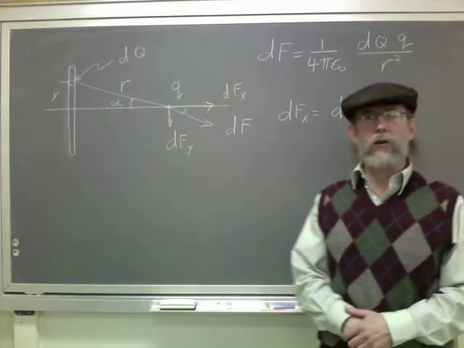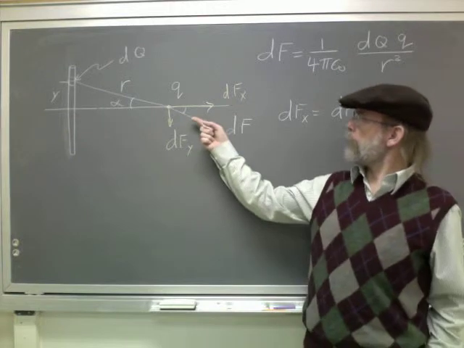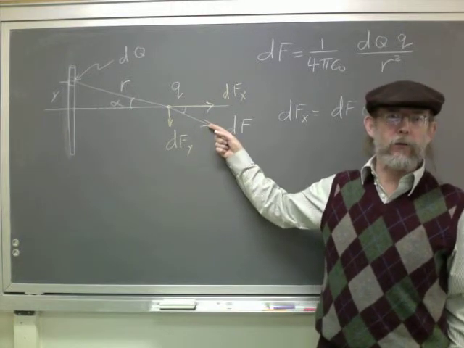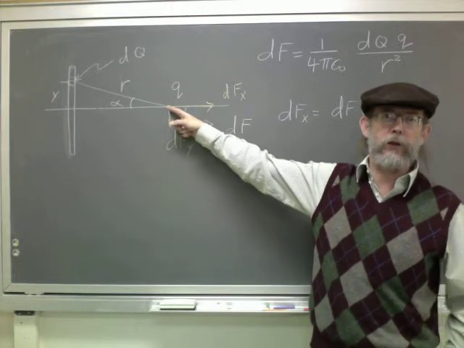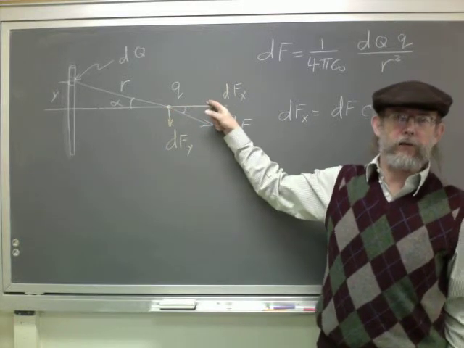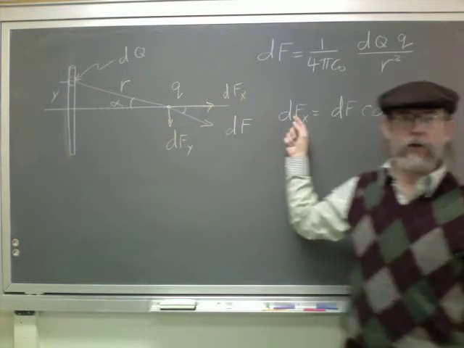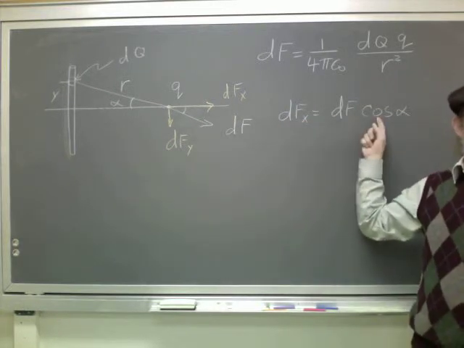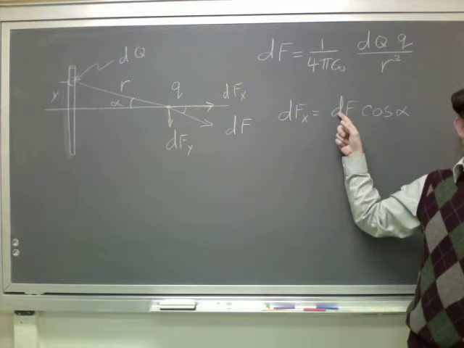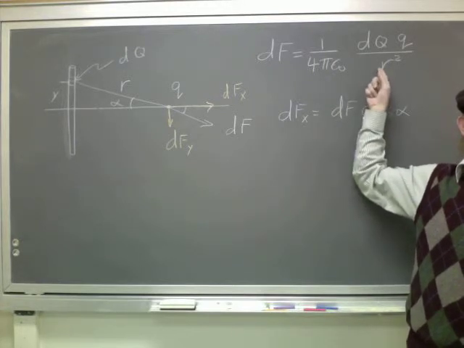All right, let's look at our problem a little bit more closely now. I propose ultimately to add up all the little bits of force that happen to the victim dq. We can see that the force vector is broken into a dfx and a dfy, and I've shown you how I could describe dfx as df cos alpha. df can be written in terms of r, and I have a description of r.